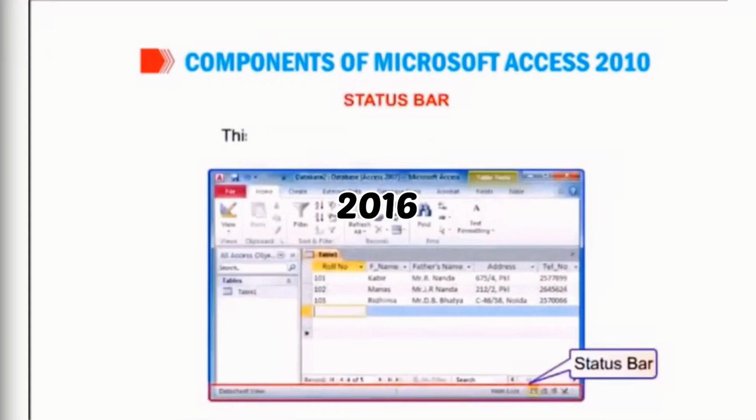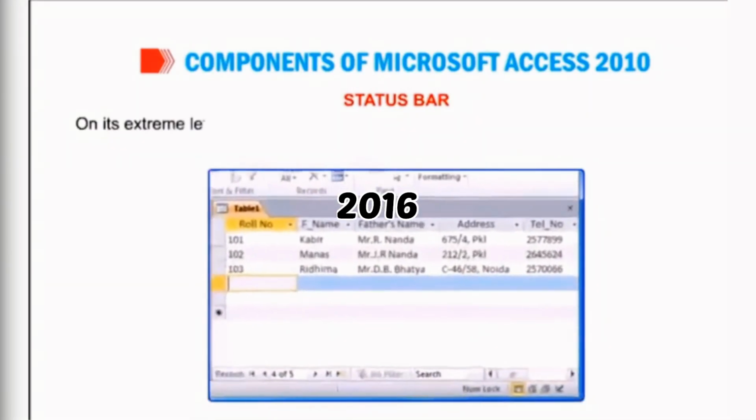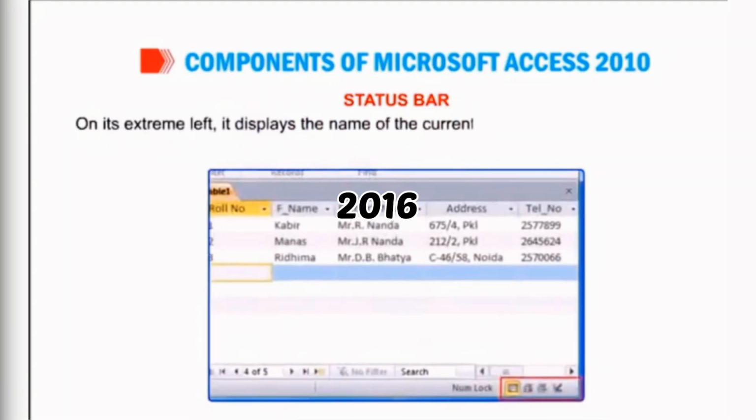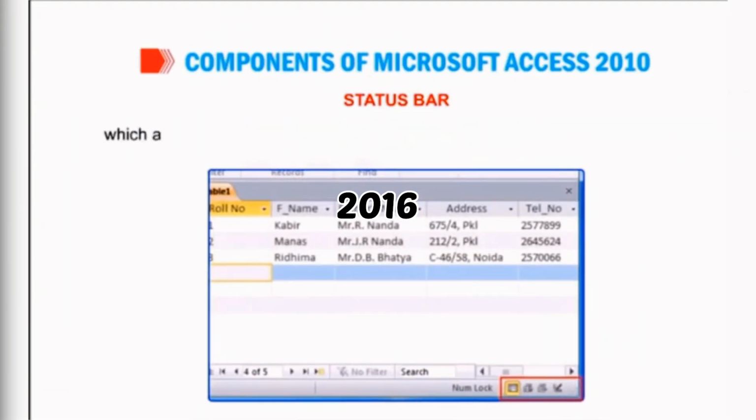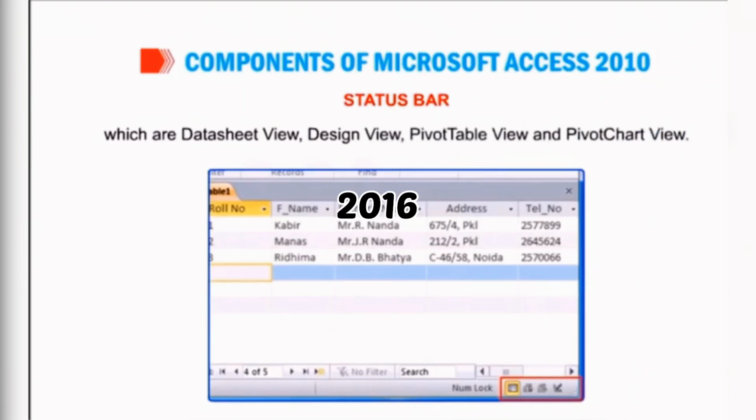Status bar. This bar is located at the bottom of the window. On its extreme left, it displays the name of the current view, and on its right, it displays 4 view buttons which are Datasheet View, Design View, PivotTable View, and PivotChart View.